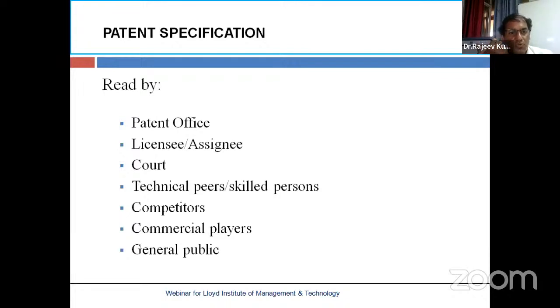For example, you are saying that ficus is showing anti-cancer property. So your specification should include all those experimental data which are required for completely supporting your invention in all the aspects. So that is very important that you actually enable your invention by showing all the supporting data that you have.